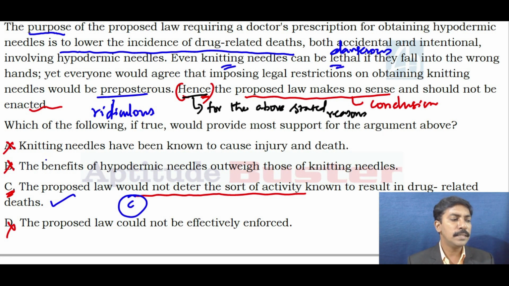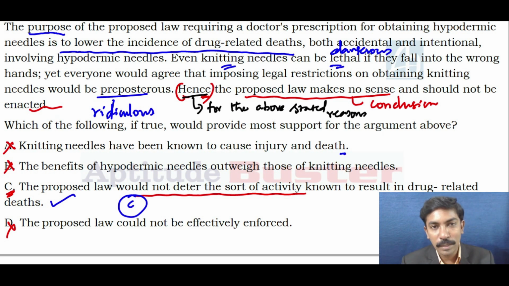Option A says knitting needles have been known to cause injury and death. You know very well that it is completely irrelevant. And option B says the benefits of hypodermic needles outweigh those of knitting needles. We're not comparing these two kinds of needles. Even using content-based approach, you can eliminate A and B.